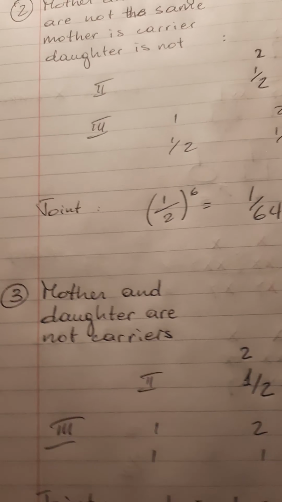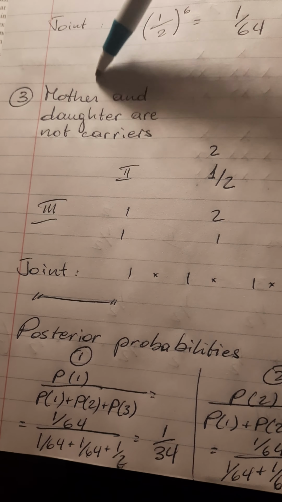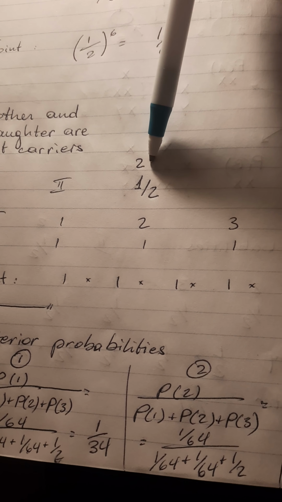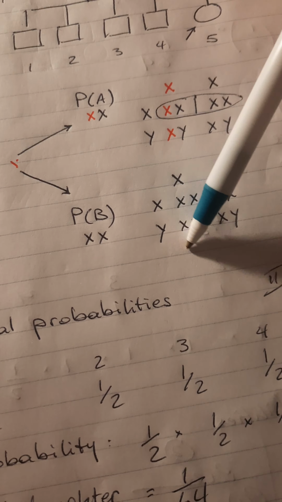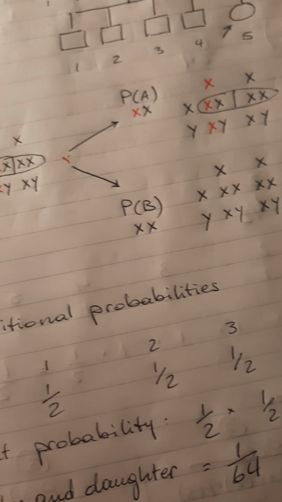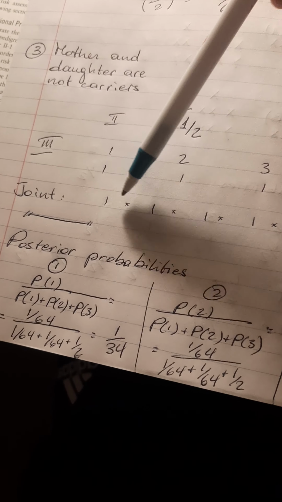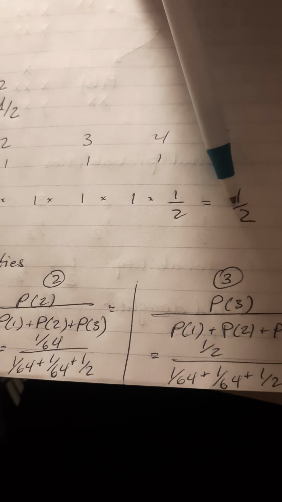Now this is where things get interesting. What if the mother and the daughter are not carriers? The chance of the mother not being a carrier is 1/2, as we've seen before. And if she is not a carrier, so probability B, her children all have probability 1 of not being carriers. So it's going to be 1, 1, 1, 1, 1, 1. So when you do the joint probability, you do 1 times 1 times 1 times 1 times 1 times 1/2 from the mom, and you get 1/2.